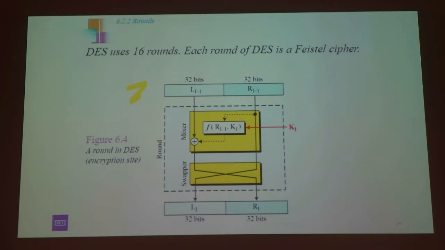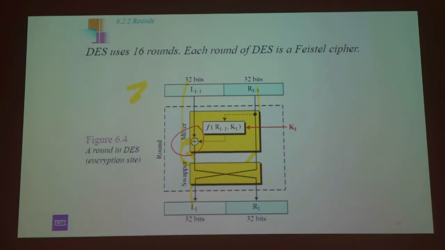Okay, so what do we do with the right? It goes all the way to the left. You see the right? It goes all the way and becomes the left. And what will happen to the left? It will be XORed with the output of the function.